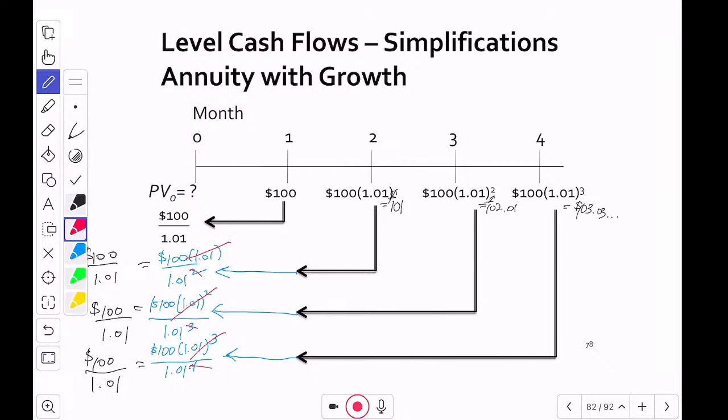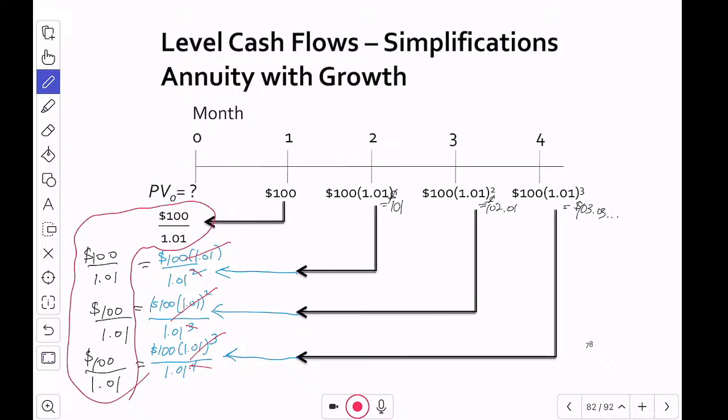Suddenly, we see that basically the growth in the numerator, with the erosion factor canceling in the denominator, leaves the same term. They basically offset each other. The growth is offsetting the erosion factor of the time value of money.